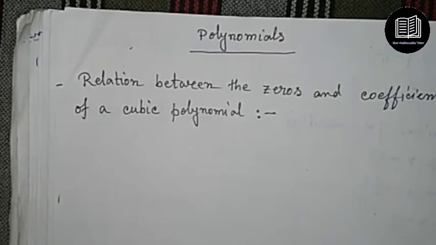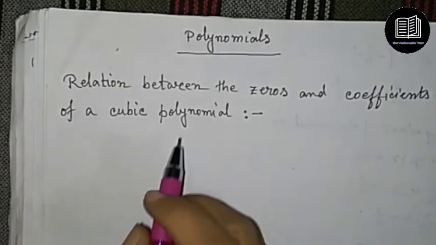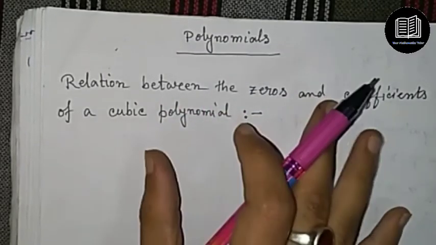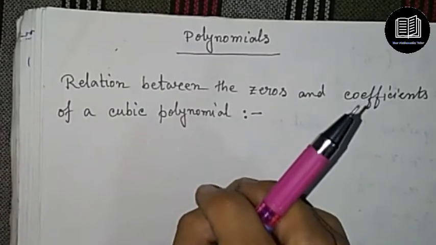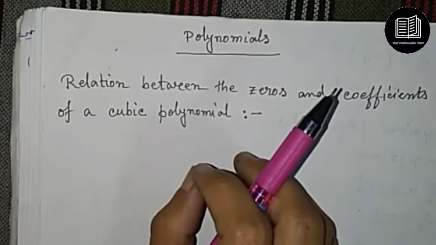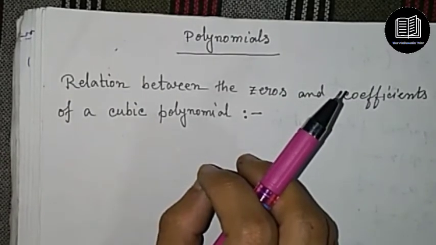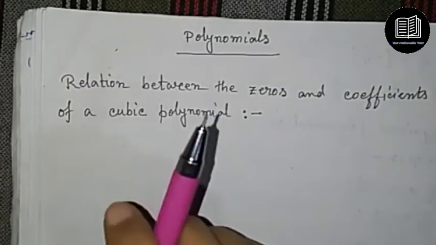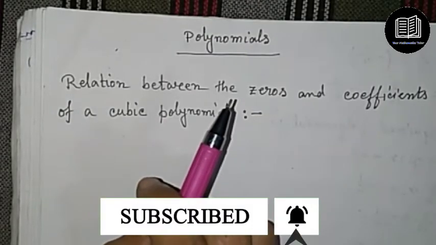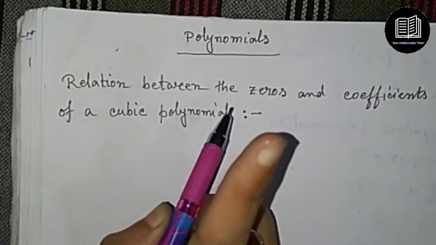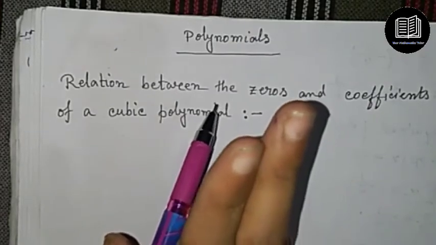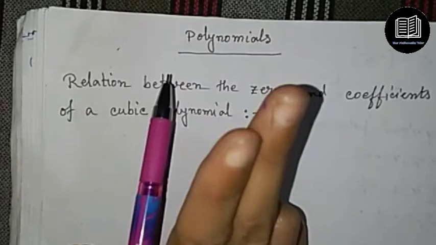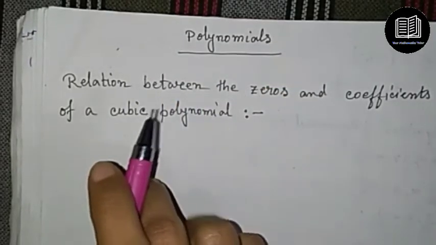Today, finally, we have come to the very last portion of our ongoing chapter, polynomials. In the previous classes, we have derived and solved problems on the relation between the zeros and the coefficients of a quadratic polynomial. Right? How many zeros does a quadratic polynomial have? 2 zeros, right? So the result was between the 2 zeros and the coefficients of a quadratic polynomial.